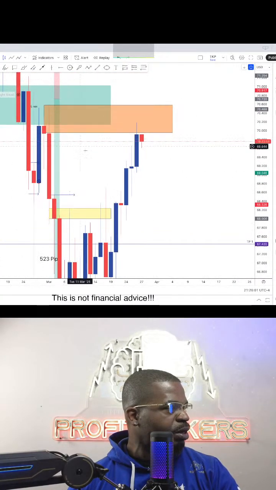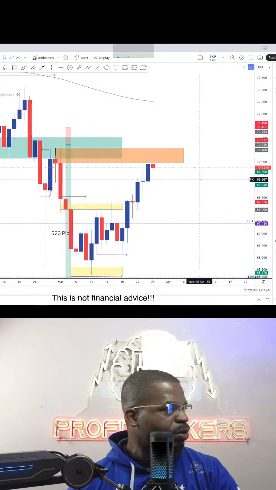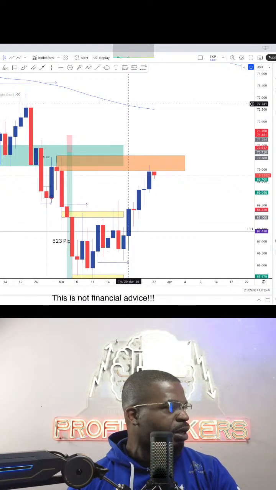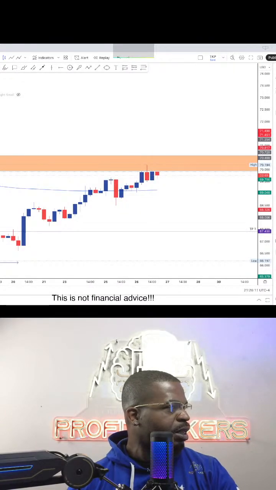Okay, US oil, what did you just hit? Alright, you just hit this high we were waiting on. Still got the 200-day EMA a little far away on the daily. Let's see.